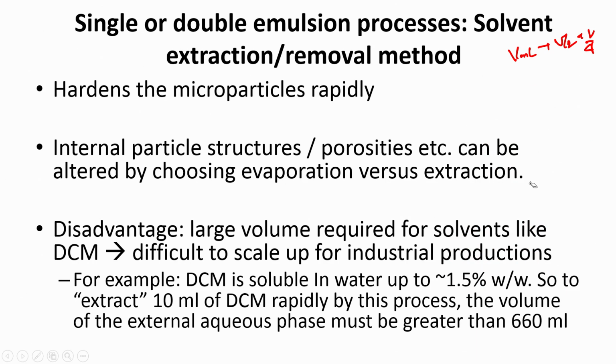And then finally, one of the disadvantages of this system is it requires very large volumes. The reason is, if you want to evaporate out in a reasonable time frame, you need to make sure that it has a lot of surface area through which the oil is evaporating. Just to give you an example, DCM has a solubility of about 1.5% weight by weight. So, to extract 10 ml of DCM rapidly by this process, the volume of external phase will come out to be greater than 660 ml, right, and that is an extremely large volume.